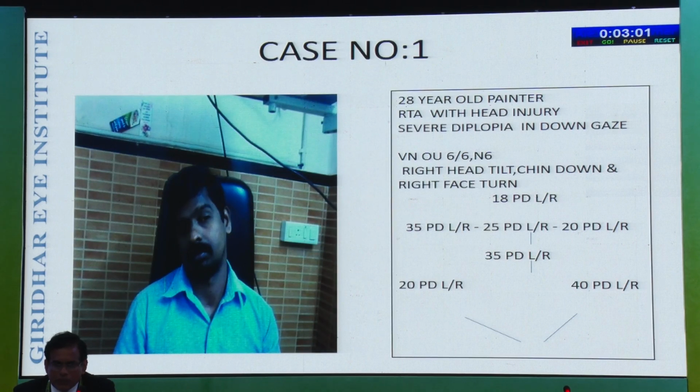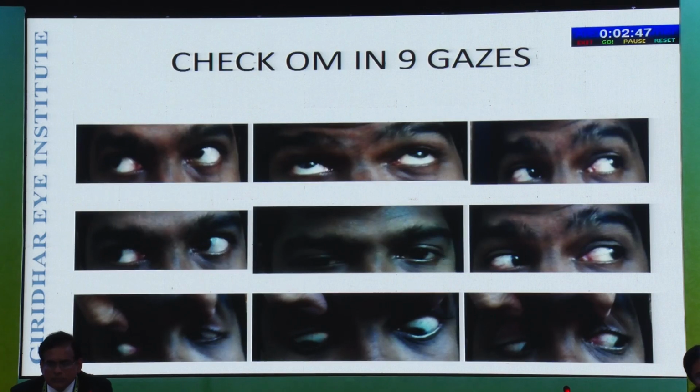This is a 28-year-old painter. He had a road traffic accident with head injury and had severe diplopia in down gaze, vision 6/6 N6. He had a right head tilt, chin down, and right face turn. This is the 9-gaze photo. He had left eye hypertropia. In this you can see he had left eye hypertropia, but in this picture he is fixing with the left eye, so it appears that the right eye is hypotropic.